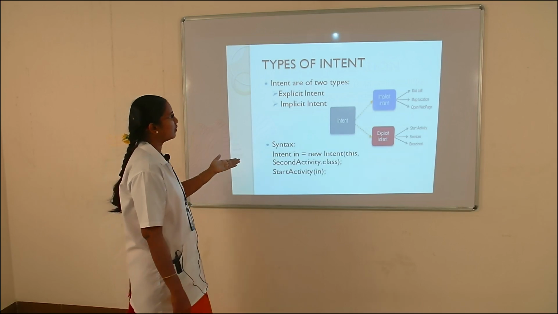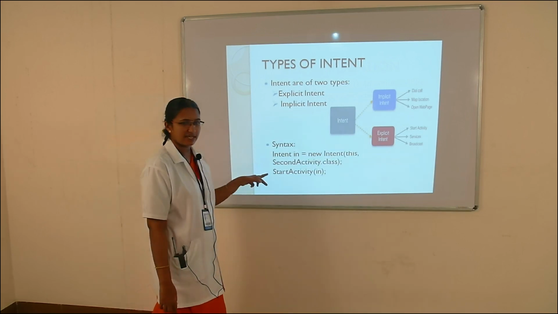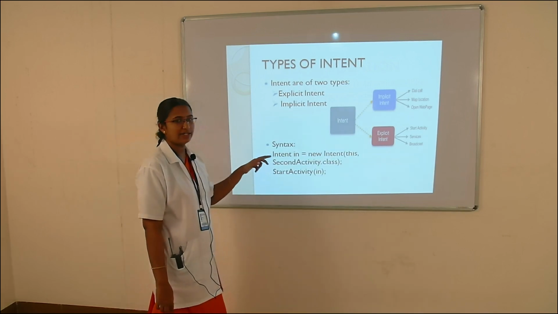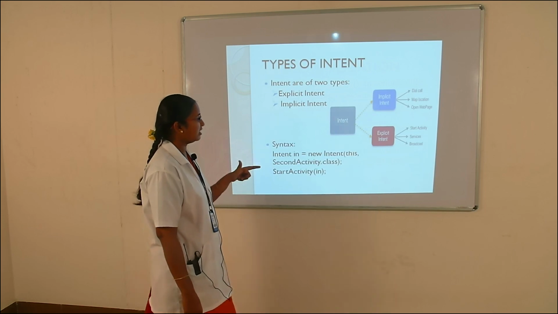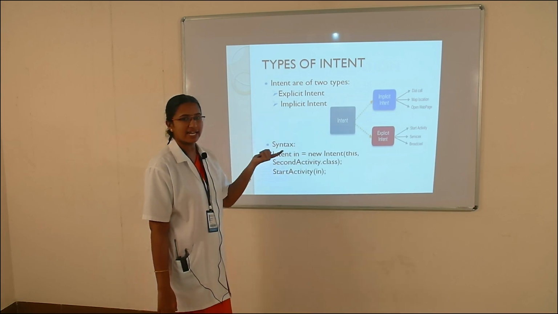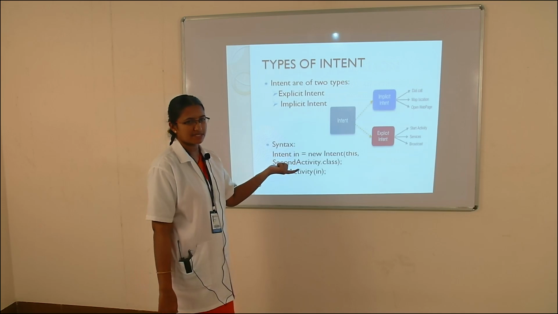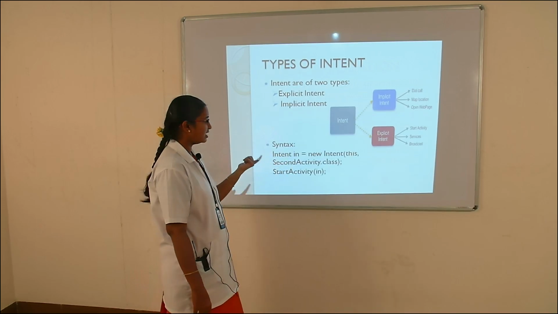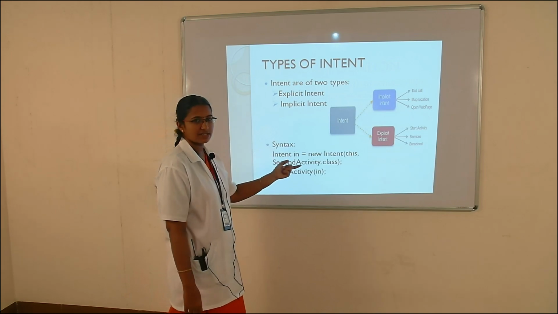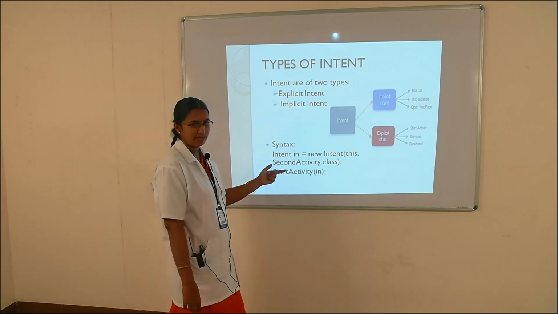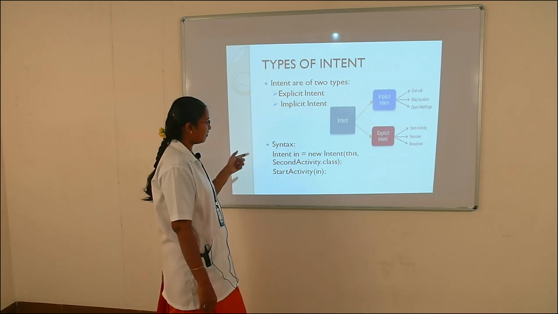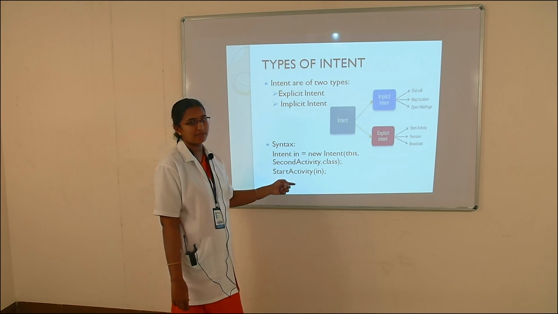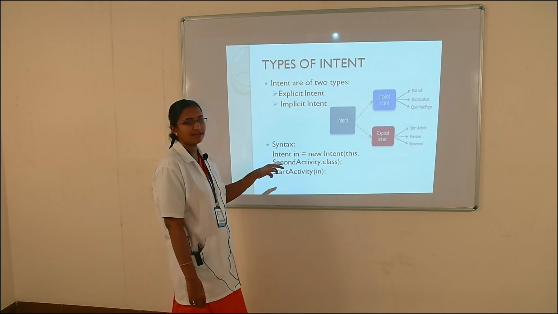The syntax of the intent is the keyword Intent, then an intent object, then new Intent. The first argument represents the current activity, that is the from state. The next one, the second activity, represents the to state, with the class extension, that is, the second activity name dot class. After that we start the activity by using the intent object. Here the intent object is in.